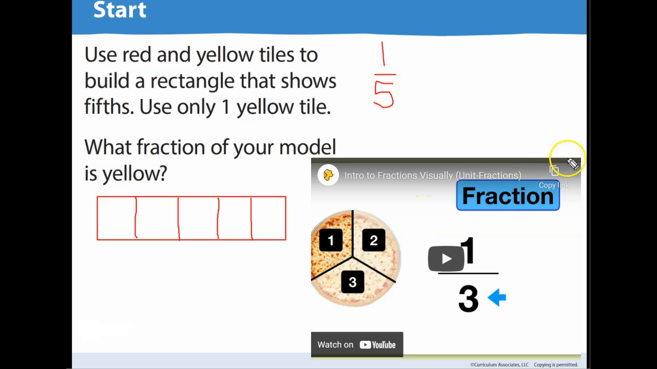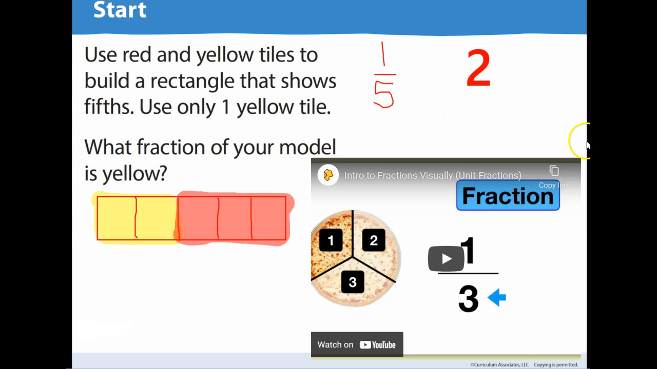This is what fraction of your model is yellow. It says use red and yellow. So let's do this, and red, right? And let's do this. All right. So, what's the fraction of my model that's yellow? Great. Who just said that? What'd you say? It's 2 because how many are yellow? 2, right?